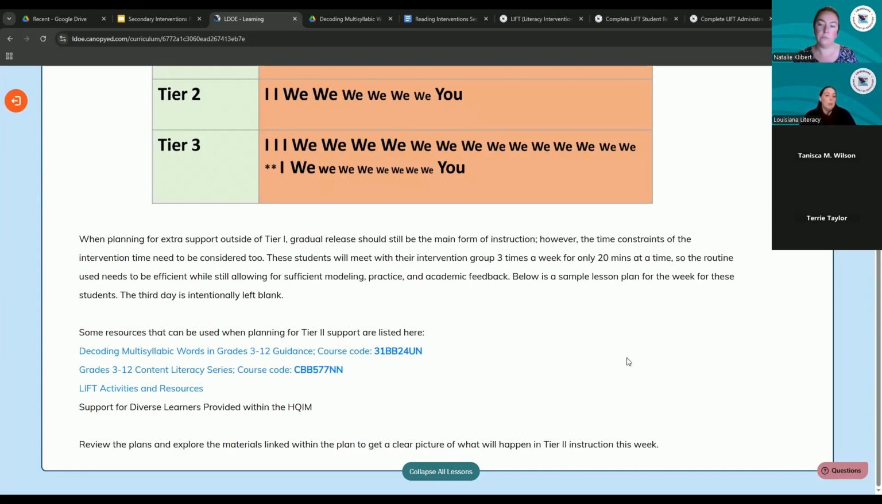LIFT has some activities and resources that go with multisyllabic words. When you click on the student profile, you'll notice there was a hyperlink that said multisyllabic words next to their score. When you click that, it'll bring you to some activities and resources that you can use as well. And then most of your HQIM should have some kind of support built in for diverse learners, and it may have some options in there for you to use as well. That'll just depend on what your particular curriculum is.